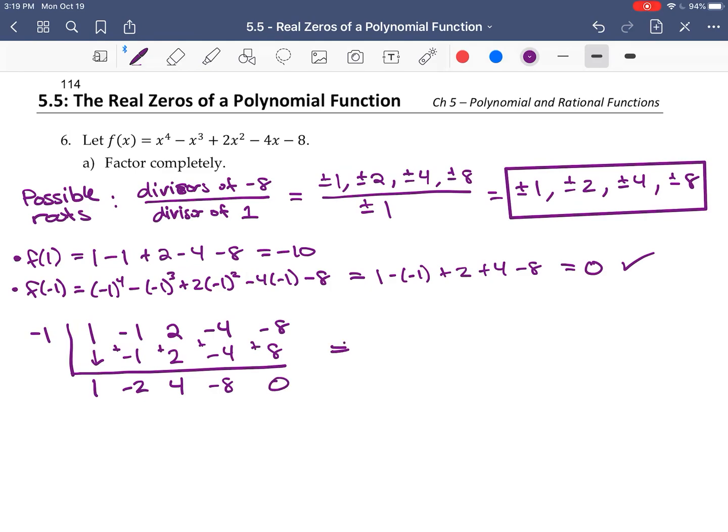Okay, so that's good. So this would tell us that our f of x is the factor x plus 1 times, so this was x to the 4, so here we're going to start with x to the 3. So it's x cubed minus 2x squared plus 4x minus 8.